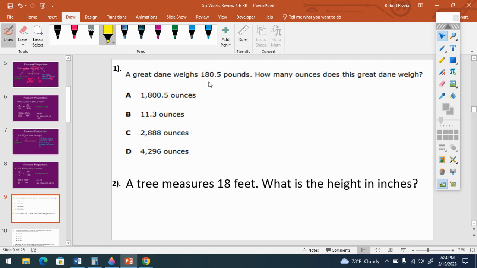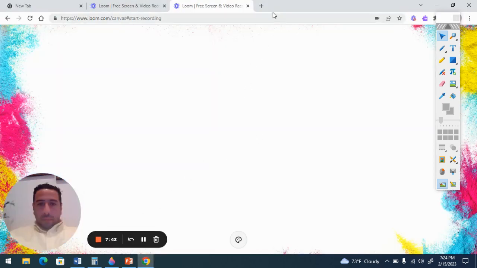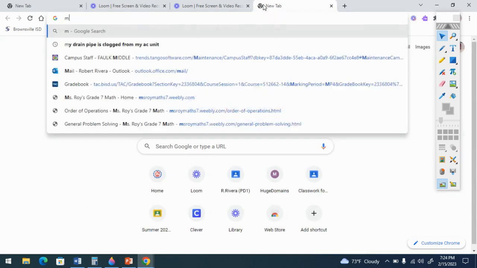It says a Great Dane weighs 180.5 pounds. How many ounces does a Great Dane weigh? So basically, they give it to me in pounds. The question wants it in ounces. So in that case, I'm going to have to go to my math chart. In the STAR test, you're going to have a math chart that looks like this.